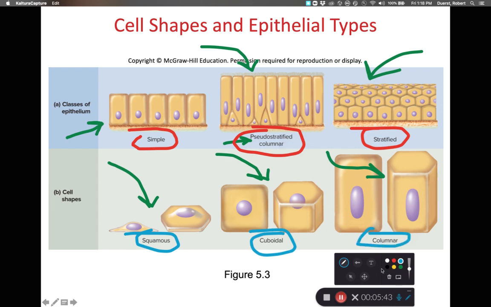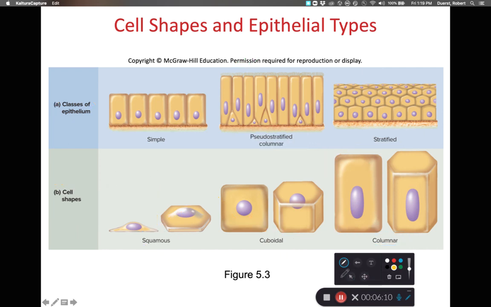And actually, I did not mean to circle columnar, so I'm just going to quickly erase that with black. So I could say that I have a simple cuboidal epithelium, one layer of squarish cells. I could have a pseudostratified columnar epithelium. I could have a stratified squamous epithelium. We can mix and match the layering terminology with the shape terminology to label the kind of epithelium that we are working with.